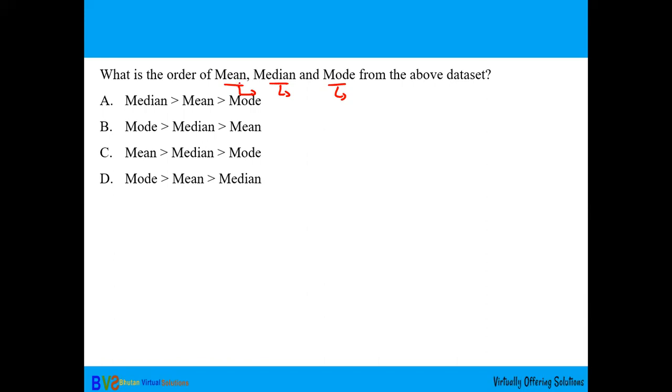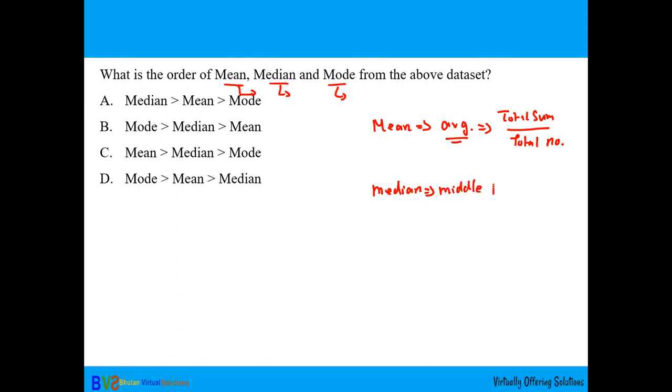How to find this? You have to know what mean means. Mean is the average. The other name for average is mean. Average is the total sum divided by the total number. Now what about median? Median means the middle number. In the data set, what is the middle number?